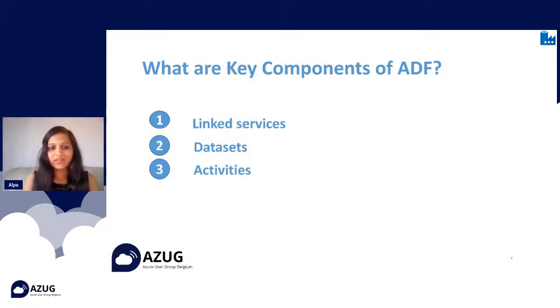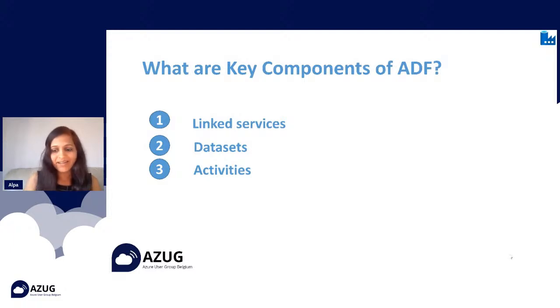The third one is activities. An activity is a particular task. For example, the copy activity in Azure Data Factory copies your data from one source to another source. The Azure Databricks activity helps you run your notebooks in Azure Data Factory. You can also run machine learning activities, for-each loop activities, and there are so many activities available, and they do a particular task in an Azure Data Factory pipeline.